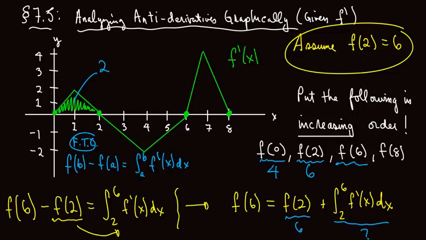So we go back to the graph. This time we're going to go from 2 to 6. So this area, what is it? It's just a triangle. Base is 4, height is 2, 4 times 2 is 8, times a half is 4.